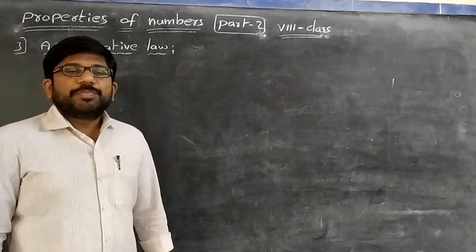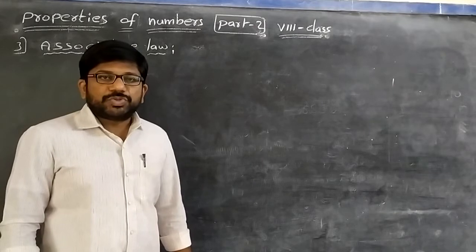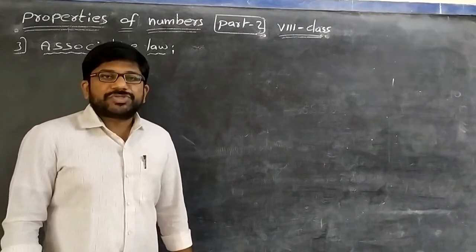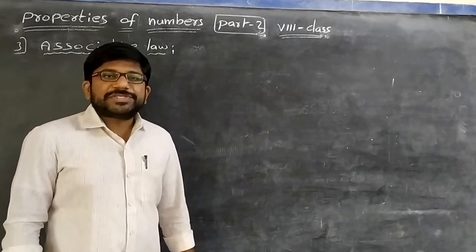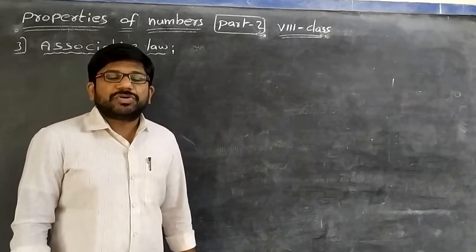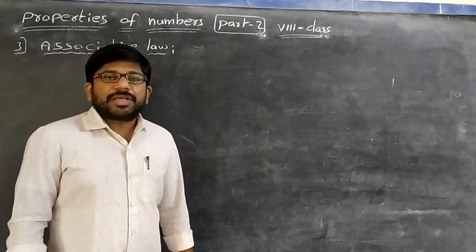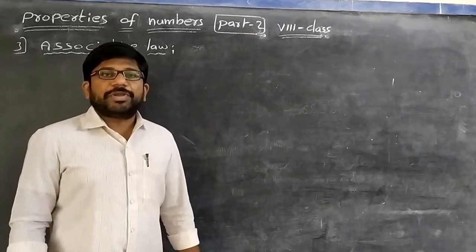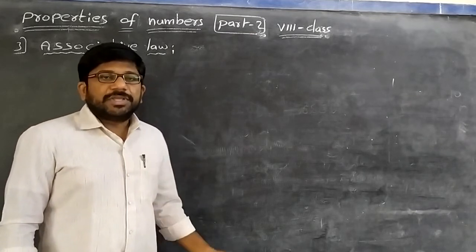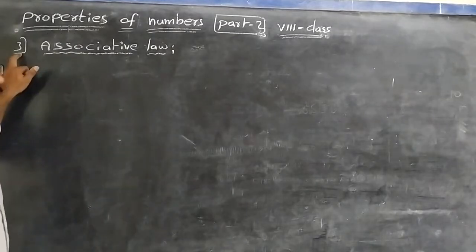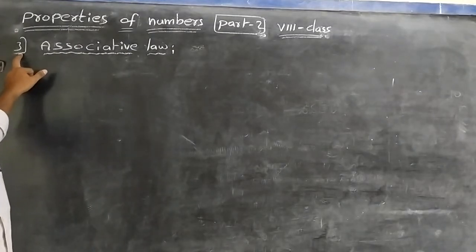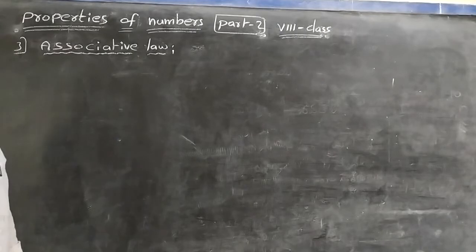Today's topic is Properties of Numbers Part 2 for 8th class students. In the previous video we discussed closure law and commutative law. Now in this video we discuss the remaining properties. The third one is associative law. Observe carefully.